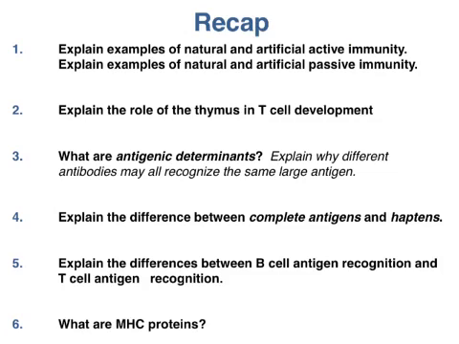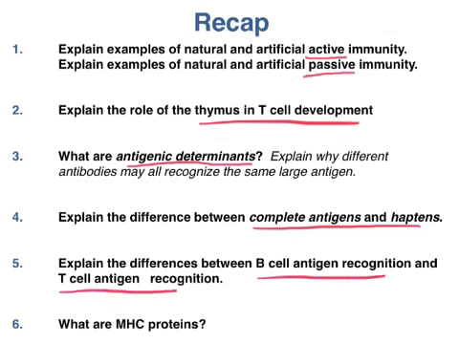Okay, this is just an introduction, just beginning to talk about the adaptive immune system, and we skipped around a little bit, but you should be able to talk about natural and artificial active immunity, natural and artificial passive immunity, talk a little bit about the importance of the thymus in T-cell development, that education and tolerance, in self-tolerance role, talk about antigenic determinants, talk about complete antigens versus haptens, and compare and contrast how B cells see antigen and how T cells see antigen. Also talk a little bit about MHC proteins.